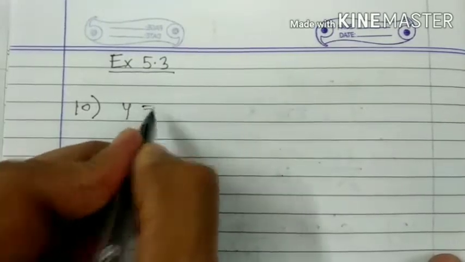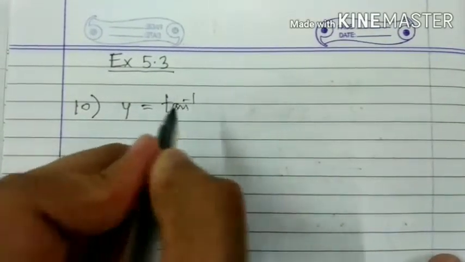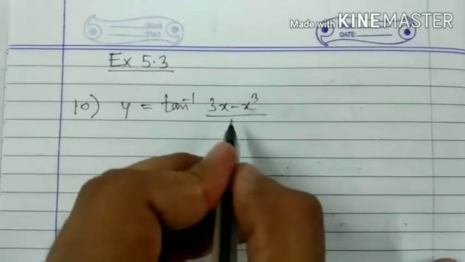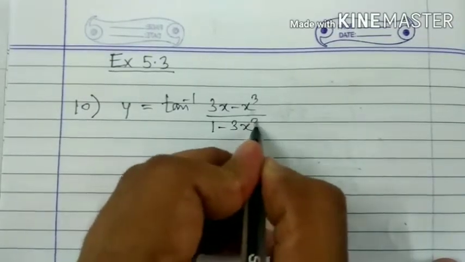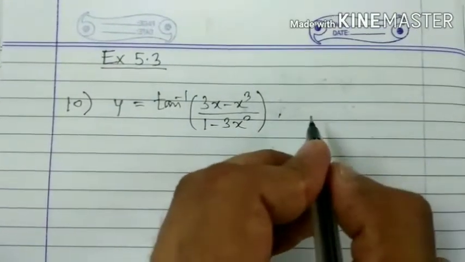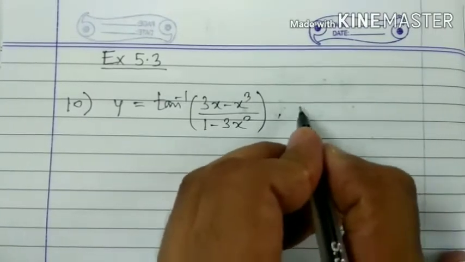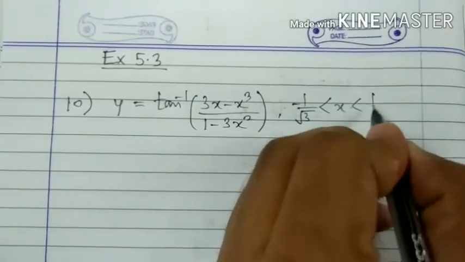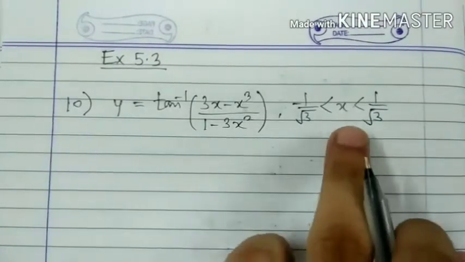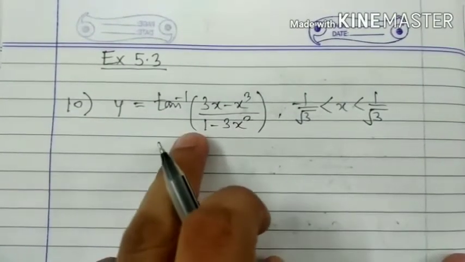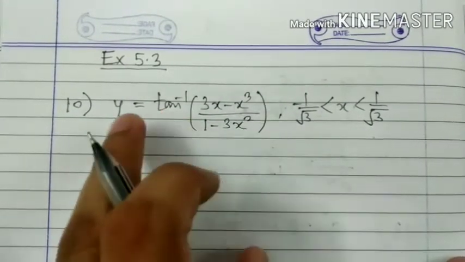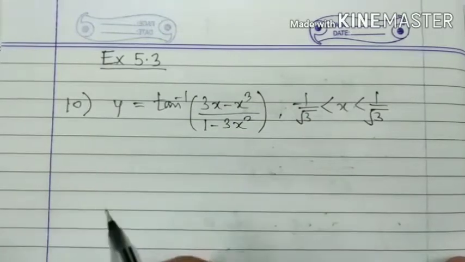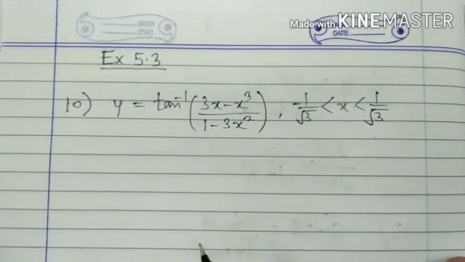Now given function is y equal to tan inverse of (3x minus x cube) upon (1 minus 3x square), and given condition is minus 1 upon root 3 less than x less than 1 upon root 3, and this is given function. Now if we want to find derivative of inverse function, first we have to simplify the given function and then we can take derivative.